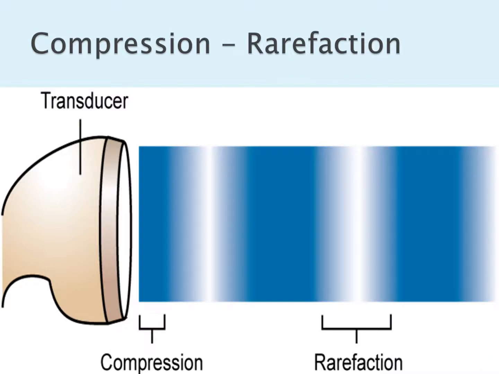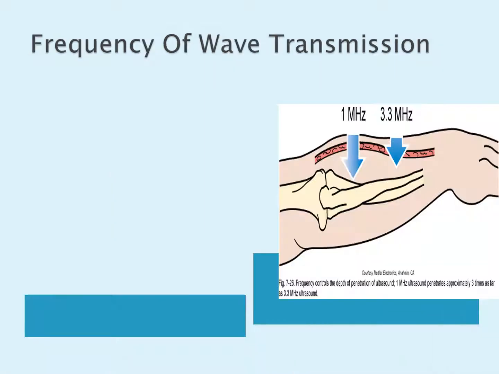So compression and refraction we talked about during physics for those of you that had that class. Compression is an area of high pressure in the sound wave, whereas refraction is that kind of gap afterwards. You can often think of the refraction almost as the space between two peaks of the wave.